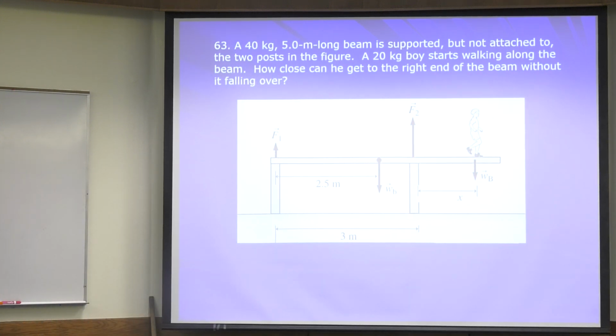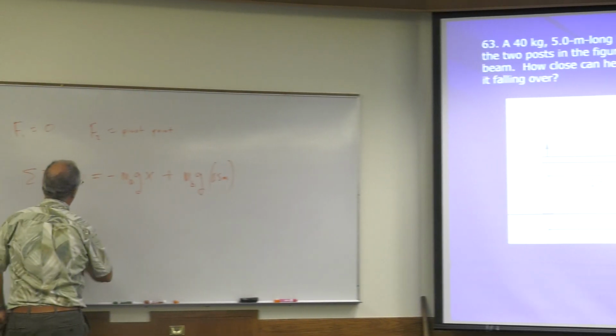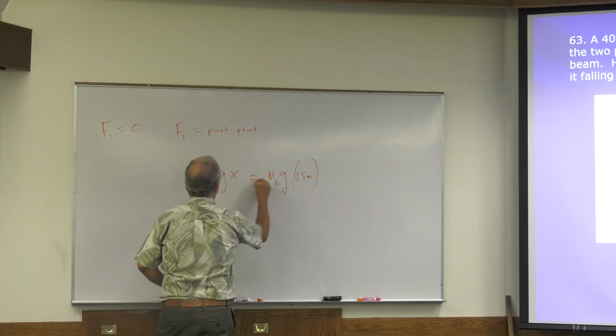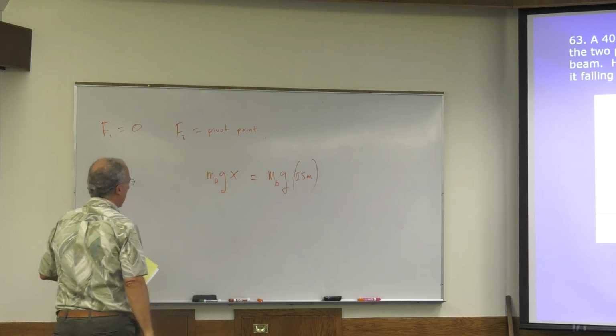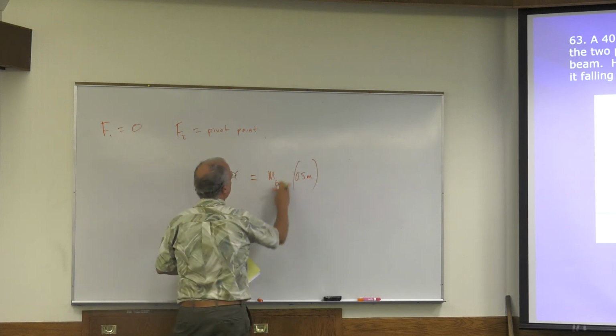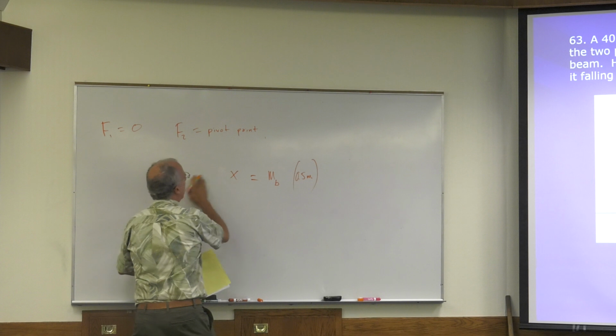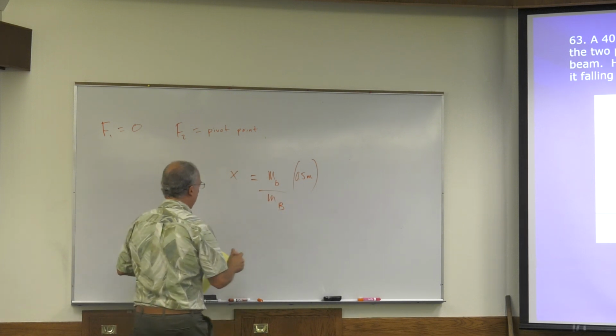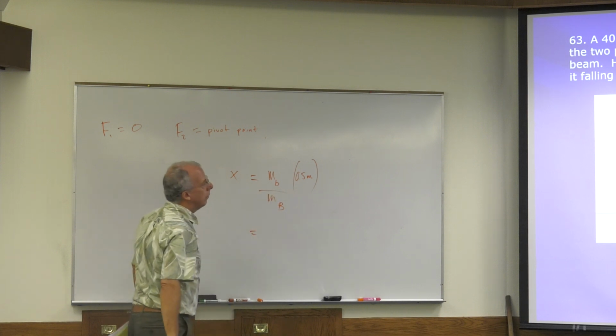And again, that has to equal 0, our favorite number, okay? All right, so this is equal to 0. So I can just put this on the other side and have that, right? And have that. So solve for x. Get rid of the g, divide by the mass of the boy. Okay, and mass of the beam, 40 kilograms.